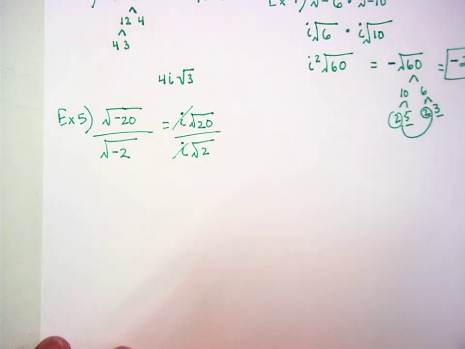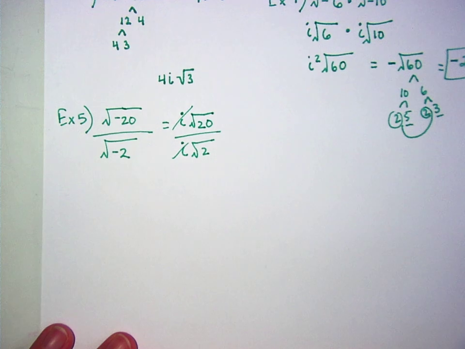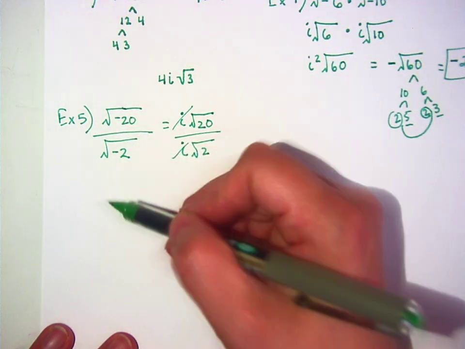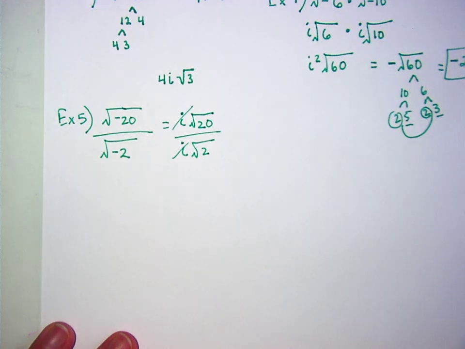Do you guys see that the i's cancel out? If you wanted to, could you skip a step and just cross out the negatives inside? Yeah. All right.